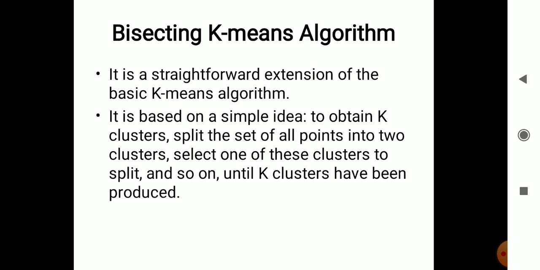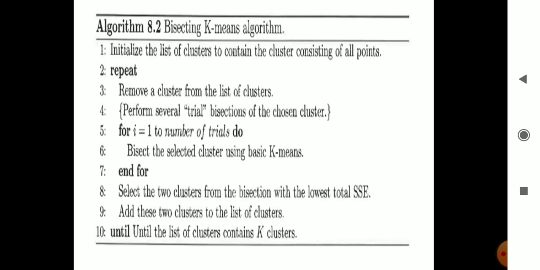This bisecting K-means algorithm is a straightforward extension of the basic K-means algorithm, whose idea is to obtain K clusters by splitting the set of all points into two clusters initially, then selecting one of these two clusters to split and again splitting it into two clusters, and this process must be repeated until K clusters are produced. And the algorithm for bisecting K-means is given here.